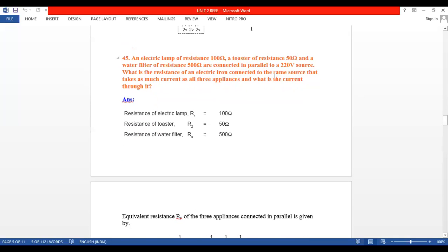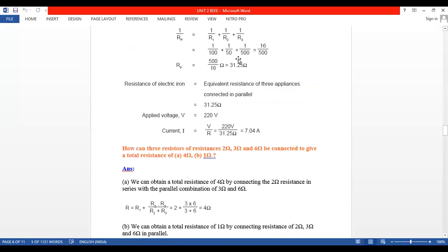Last, what they have asked is, the same source takes as much current. What is the current? That means for 3 resistors, how much current will it take? It is taken by the electric iron. So all 3 resistors are replaced by the electric iron box. In place of all 3 resistors, the total resistance is the resistance of the electric iron, 31.25, and we require how much current is flowing through the iron box. I is equal to V by R. Voltage is how much given? 220.